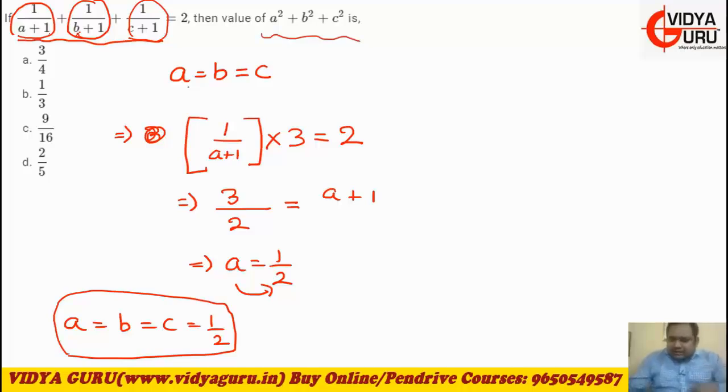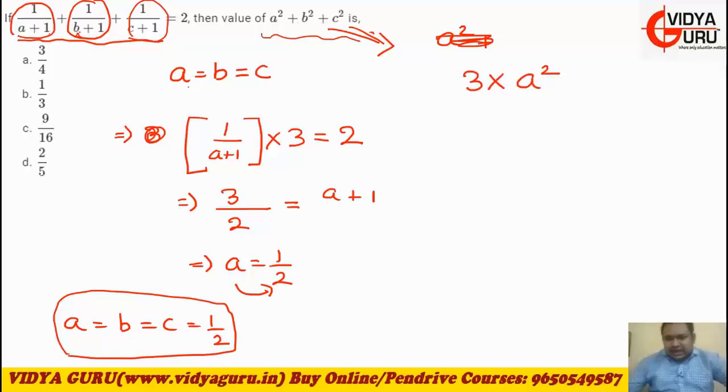So if you are able to answer, then what is the harm? So let us substitute these values of a, b and c in the expression that you have been asked to calculate. So the given expression is a square plus, now b square can also be written as a square, c square can also be written as a square. So I would say the given expression is 3 times a square.